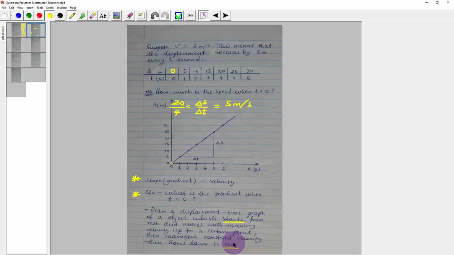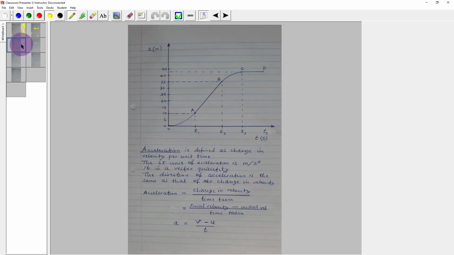And then it slows down to rest. So again, the gradient is going to decrease. And I've already drawn that graph here. And this is it. At this point, if we attempted to draw a tangent, you'll find that it will be parallel to the t-axis, which means the value of the gradient of that tangent when t is equals to 0 is also 0. So this shows us that the object starts from rest. So a displacement time graph for an object which is starting from rest will look like this.